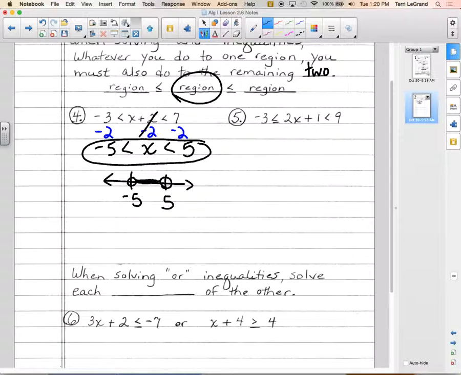So here is our graph. Make sure you can see that it is shaded in between those. You can tell that it's open circles. Okay, let's look at number 5.